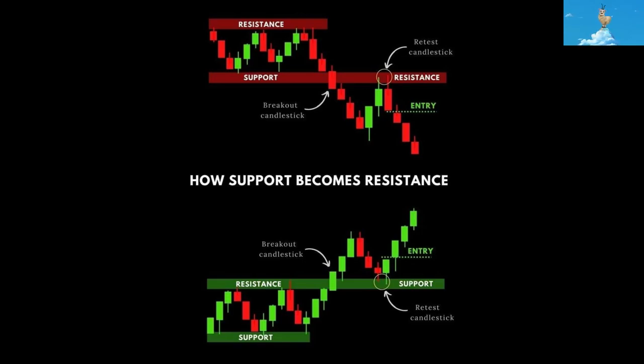The retest is the confirmation. The retest is the market saying, yes, this is real. You can go now. You don't have to ask nobody when to get in the trade.